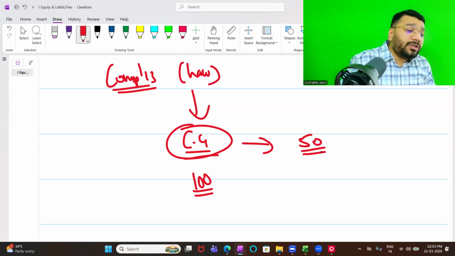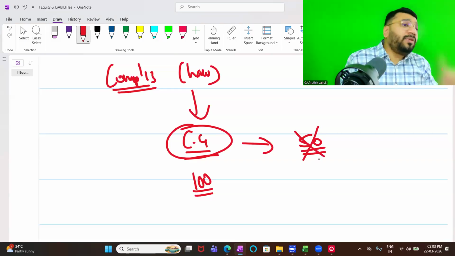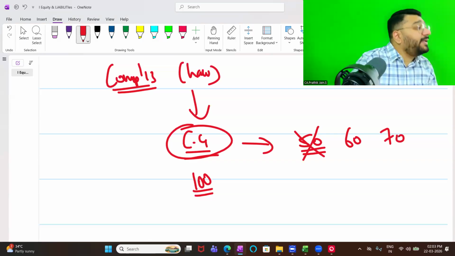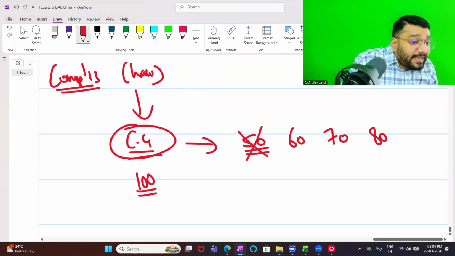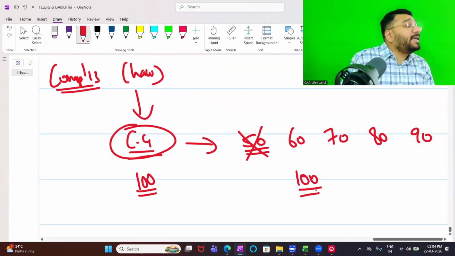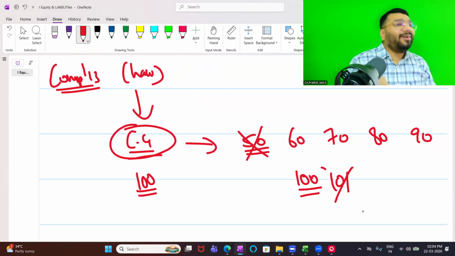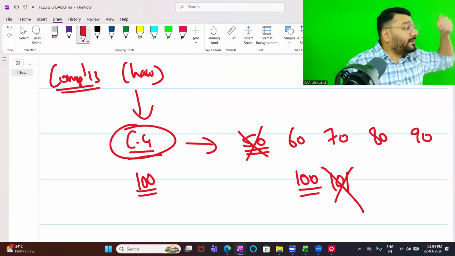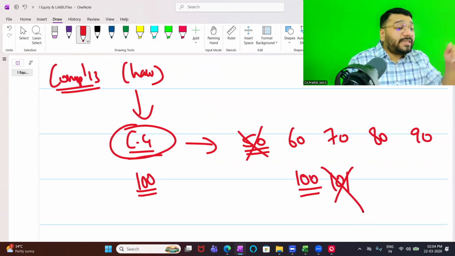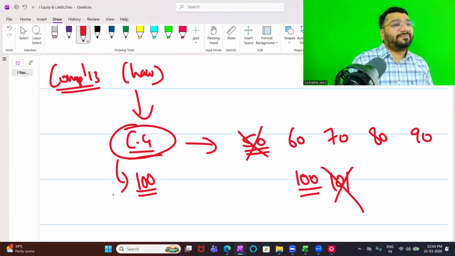Got it, not got it? Sir, tomorrow can central government remove this 50 and make it 60? Yes. Tomorrow, if central government wants to make this 70, can it make 70? Yes. Can they make this 80? Yes. Can they make 90? Yes. Can they make it 100? Yes. Can they make 101? No. Because the maximum limit that has been granted to central government is how much? 100. So this 100 is the limit of the central government.